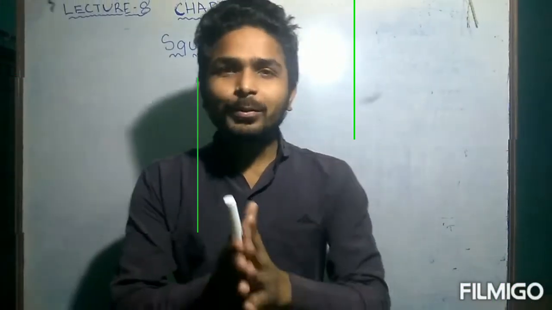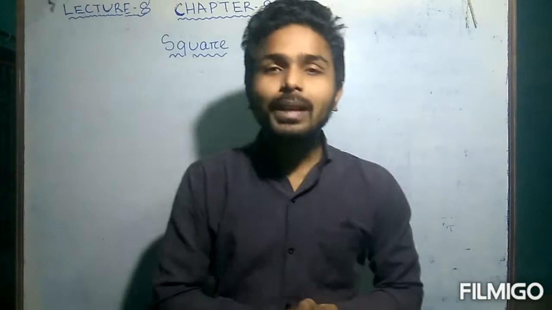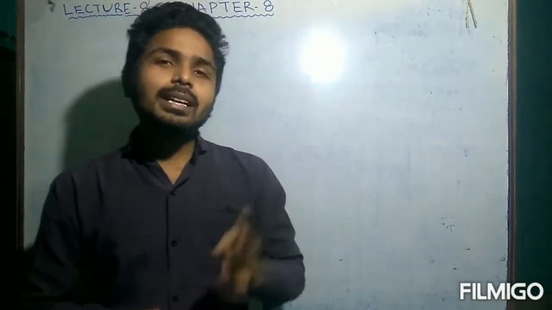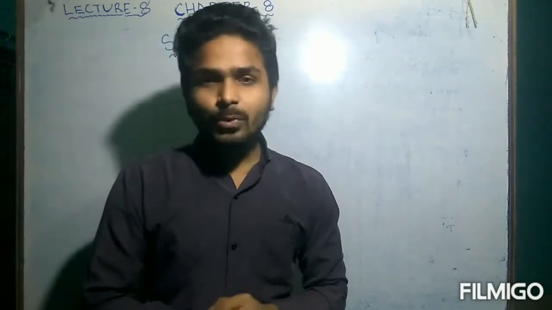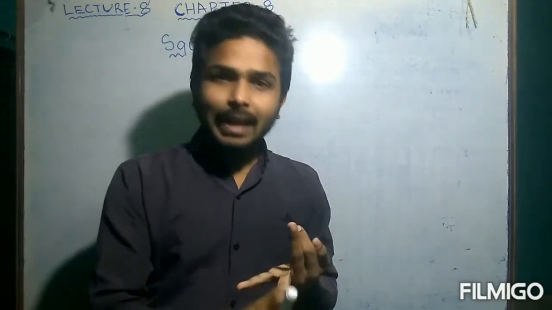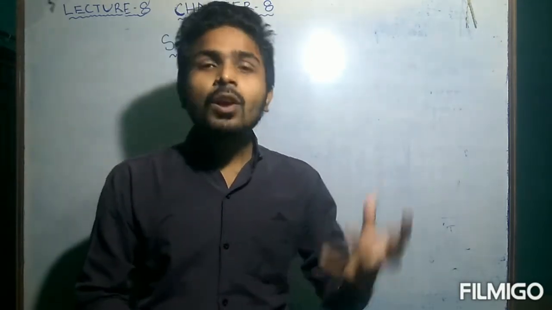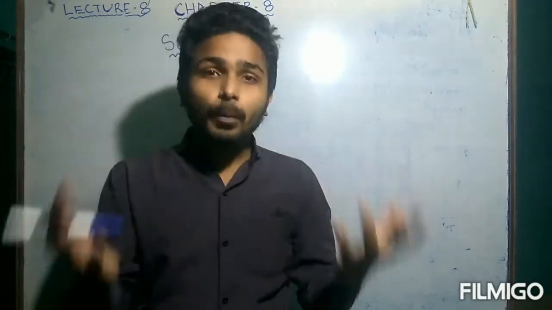Hello students, welcome to lecture number 8 of chapter number 8, that is quadrilateral. Till now we have discussed three types of quadrilateral. The first one is parallelogram, then kite, and the third one is the rectangle. We have discussed what a quadrilateral is and the properties of these three quadrilaterals.